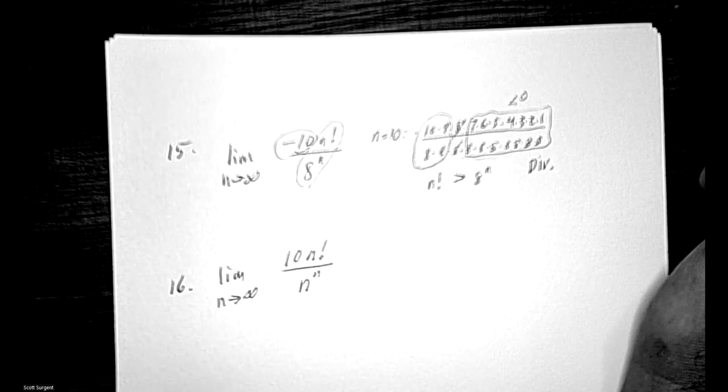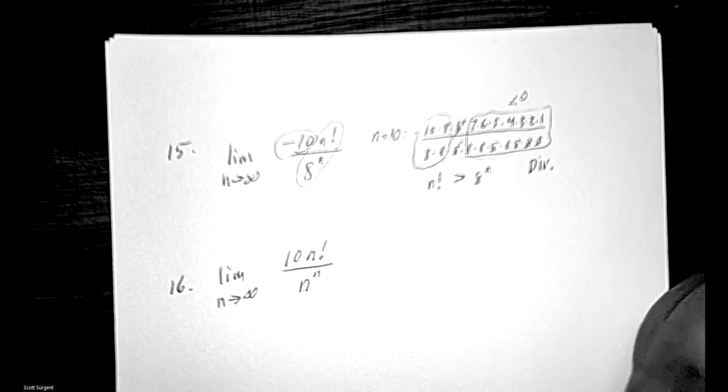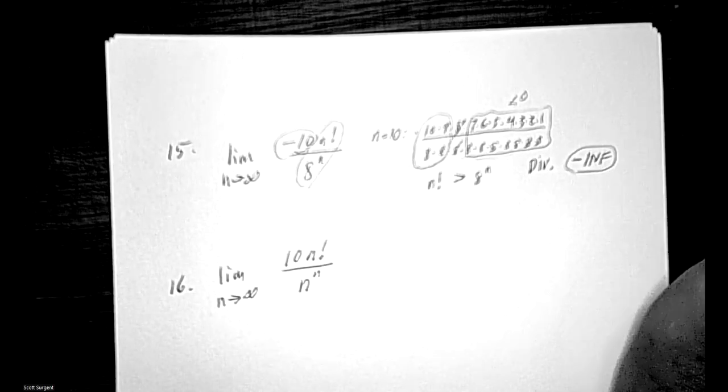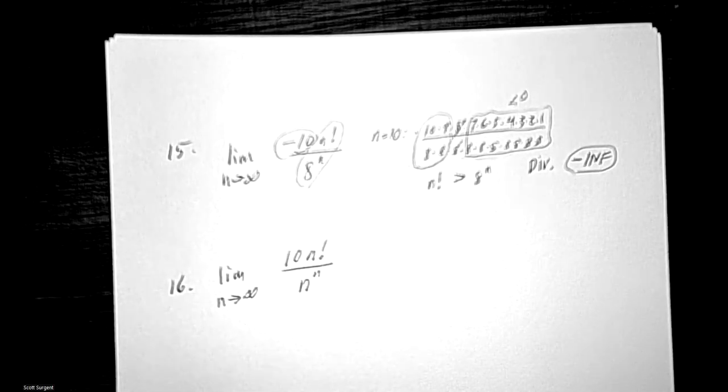Now, if the 10 were negative, then the -10 would come into play, right? Because then it would be negative infinity instead. But the 10 itself has no role in whether it converges or diverges.